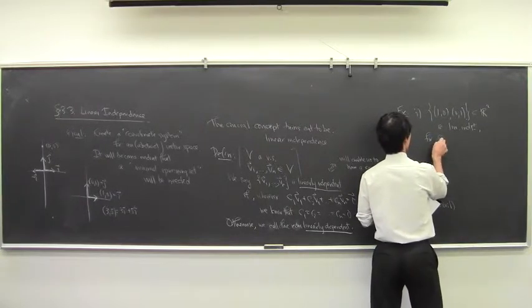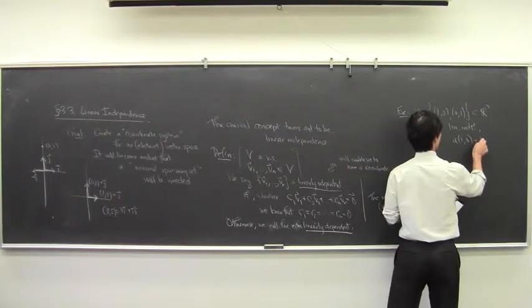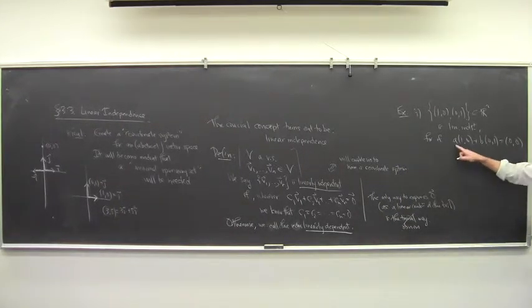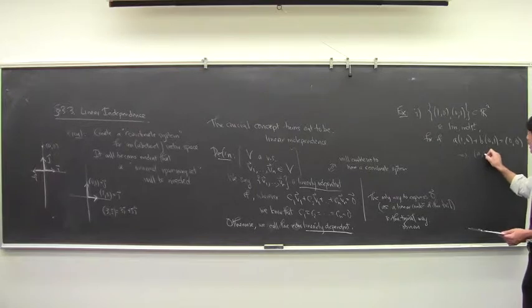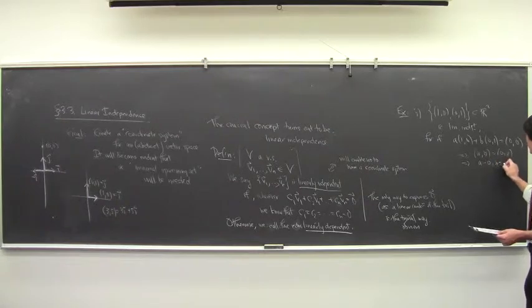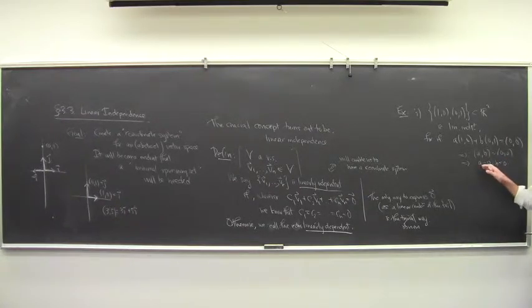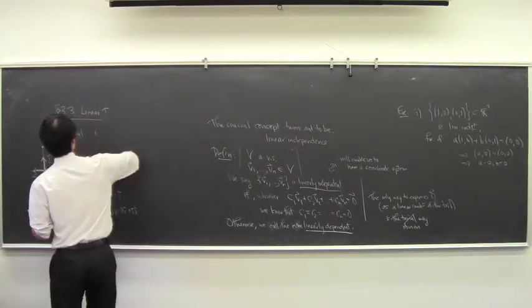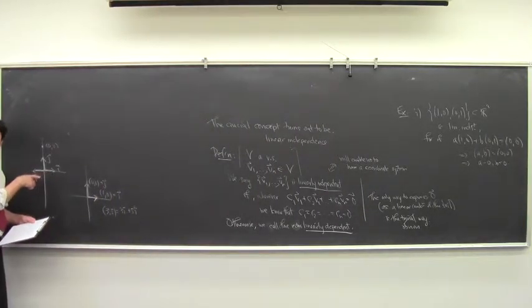If some combination of these is the zero vector, if you have some combination a, b of these that yields a zero vector, well, then a is 0 and b is 0. Just by calculation, you see that the only way you can get the zero vector is by taking 0 times the first and 0 times the second. So that's linearly independent.